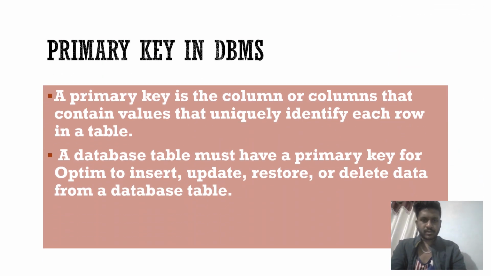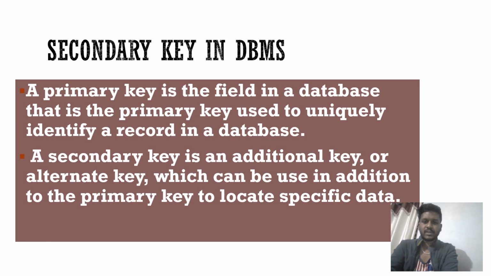Primary key in DBMS. A primary key is the column or columns that contain values that uniquely identify each row in a table. A database table must contain a primary key for inserting, deleting, updating, and restoring the data from a database table. Secondary key in DBMS. A primary key is a field in a database that is used to uniquely identify a record in a database, whereas a secondary key is an additional or alternate key which can be used in addition to the primary key to locate specific data.